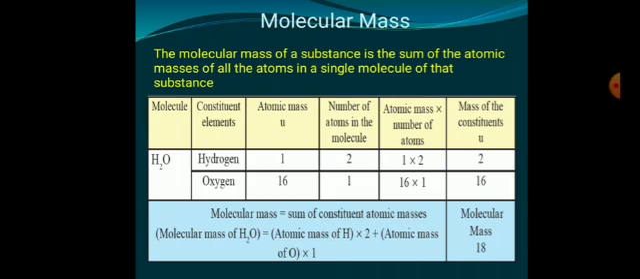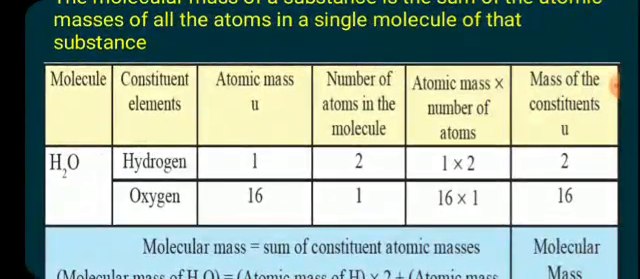Let us start with the example of water molecule. Water molecule has a formula H2O. What are the two constituent elements? Hydrogen and oxygen. Atomic mass is expressed in Dalton U. Atomic mass of hydrogen is 1 and atomic mass of oxygen is 16.